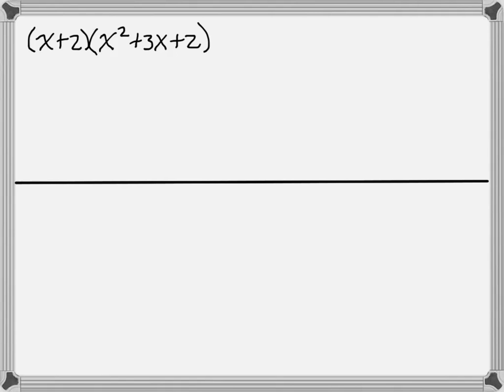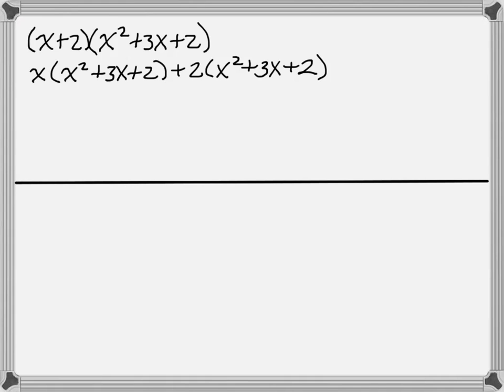So what I'm going to do is first use the distributive property, so x times that whole quantity and then plus 2 times that whole quantity. So let's write that out. So x in that whole quantity, and then plus 2 times that whole quantity. Now what I want to do is distribute through. So x times the quantity will give me x cubed plus 3x squared plus 2x, and then plus 2x squared plus 6x and plus 4.